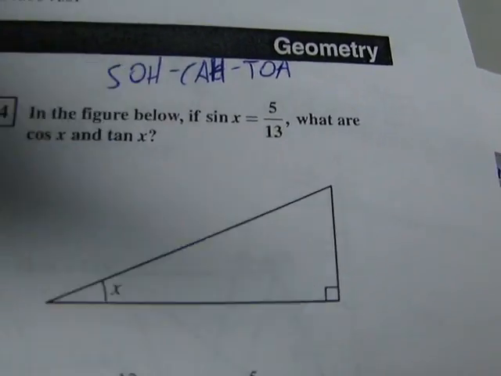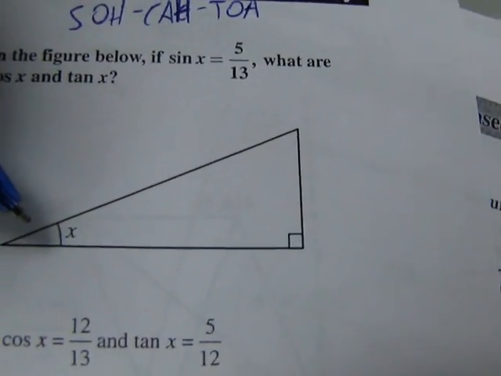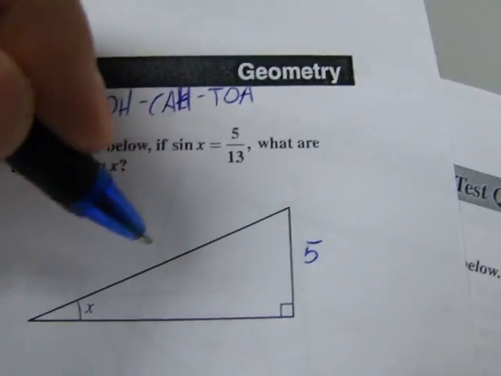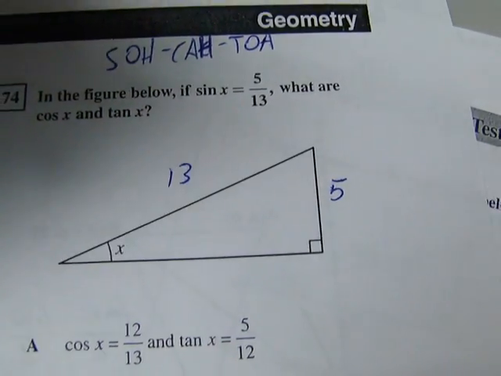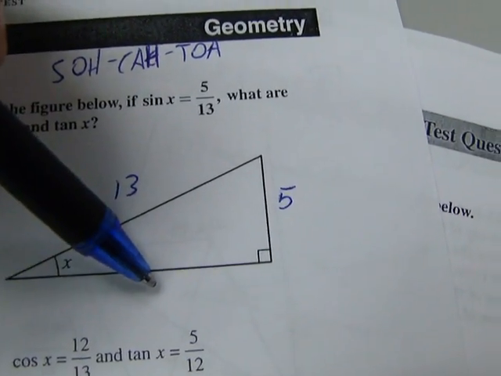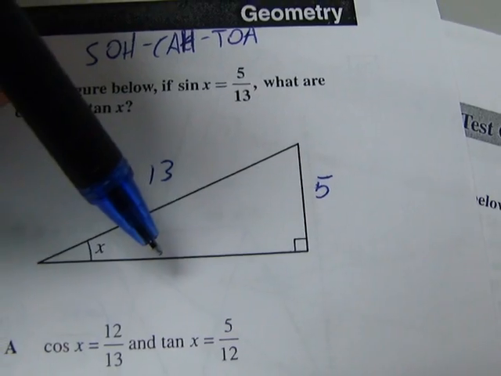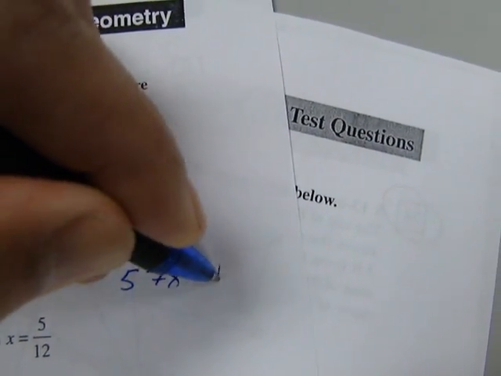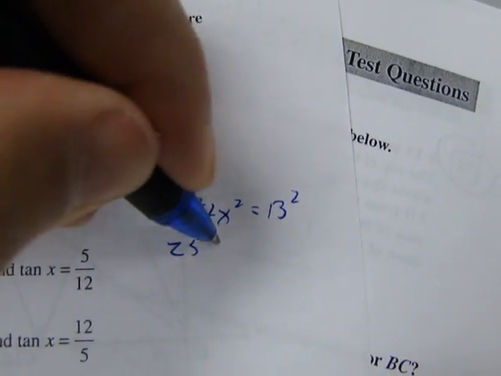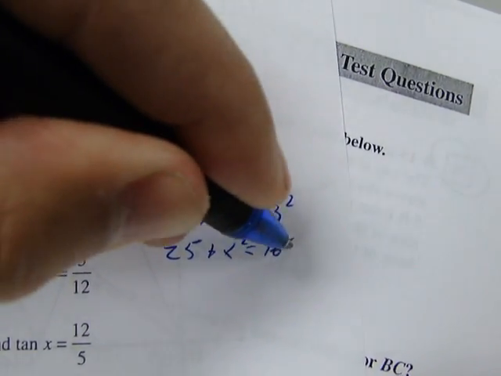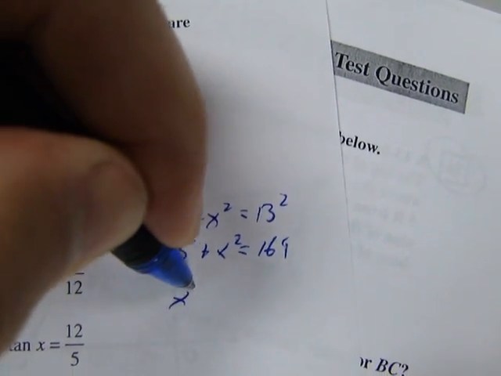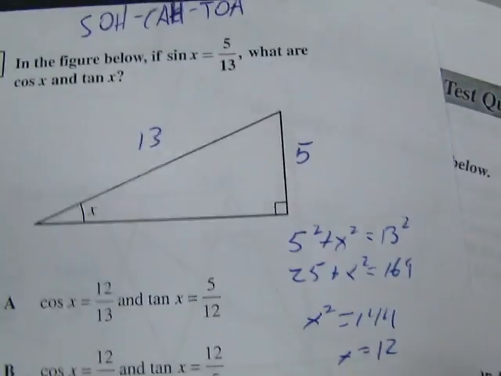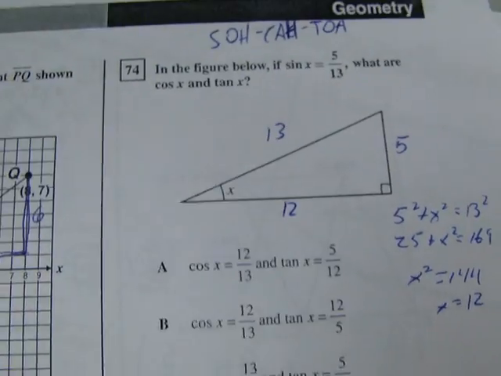Okay, so the sine is 5 over 13. That means the opposite over the hypotenuse is 5 over 13. So let's just put 5 for the opposite and 13 for the hypotenuse. Now, we're not given this one, but we can do the Pythagorean theorem to find it. So it's going to be 5 squared plus x squared equals 13 squared. It's 25 plus x squared equals 169. That is x squared equals 144. That's x equals 12. Okay, so we've got a 12 here.